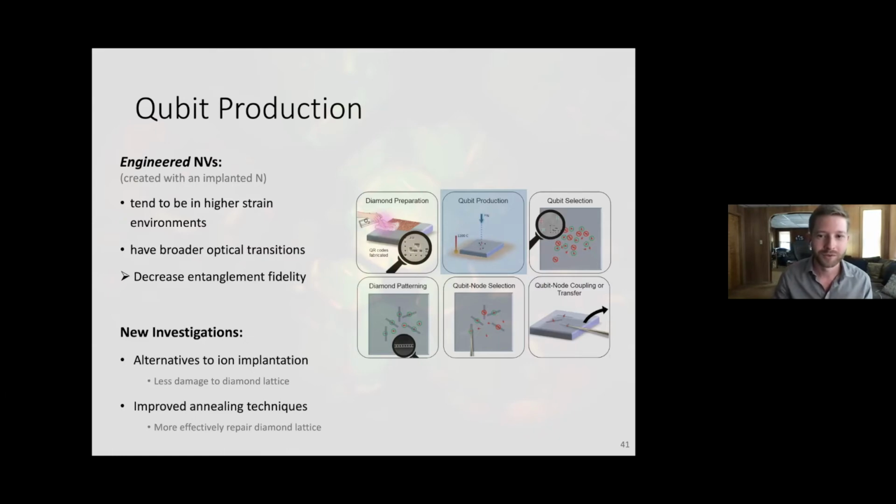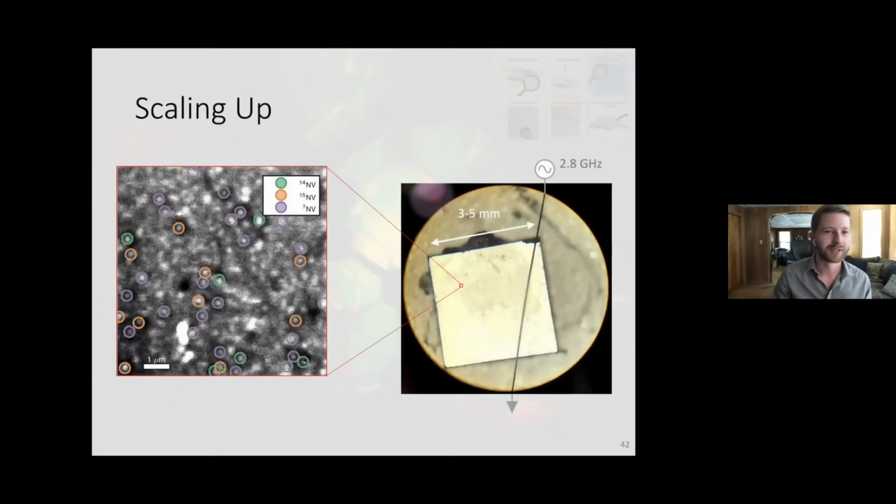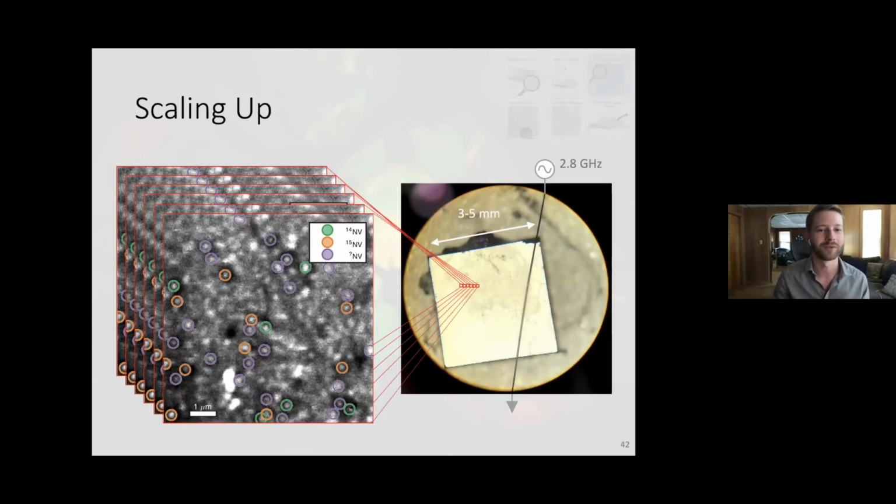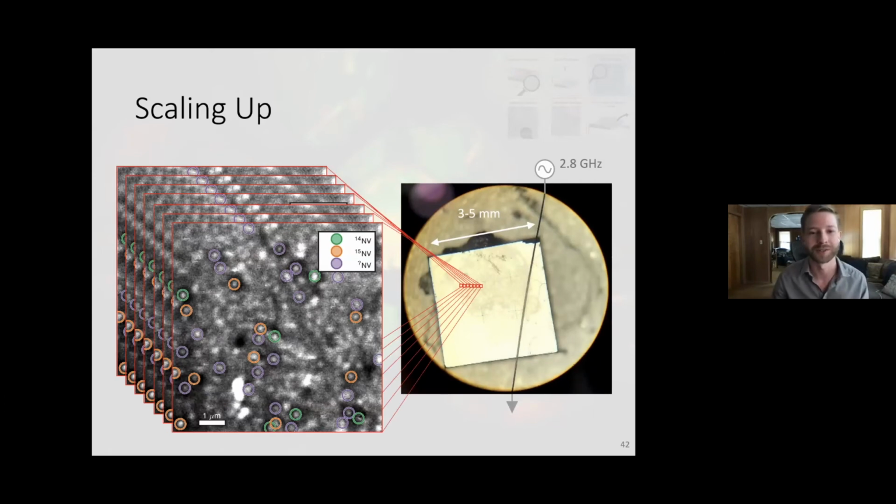However, we can still use these NVs without devices to characterize more steps in the process, which is what we'll do. And to that end, we're going to need to scale this process up. So we've seen one field of view on one small piece of this diamond, but we need to replicate this and do this measurement across the entire surface of the diamond.